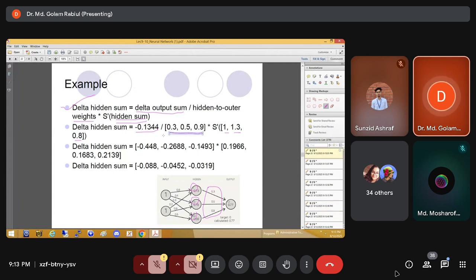Now we can see that 0.13 divided by 0.3, we will get this one. 0.13 divided by 0.5, we will get this one. And 0.13 divided by 0.9, we will get this. And then the derivative of the sigmoid of 1, of 1.3, and of 0.8, we need to determine. The derivative of the sigmoid of 1 you will get 0.1966. How can we calculate that? We already know the sigmoid of 1 is 0.73.